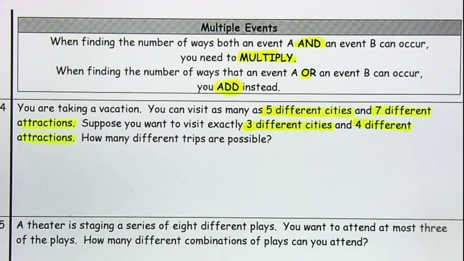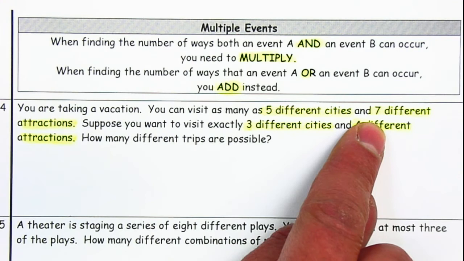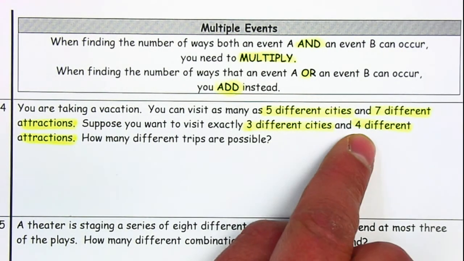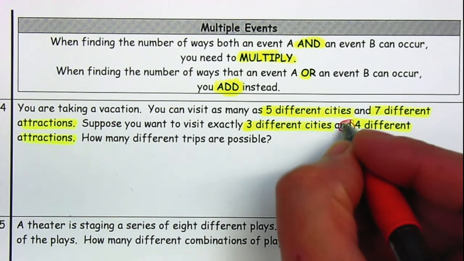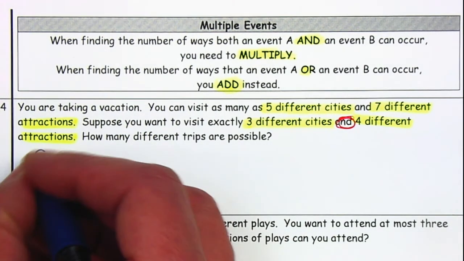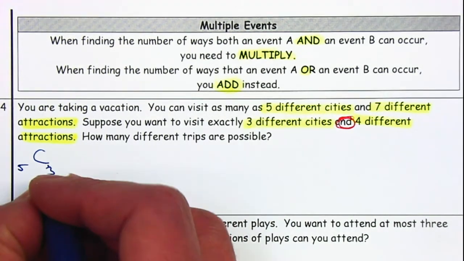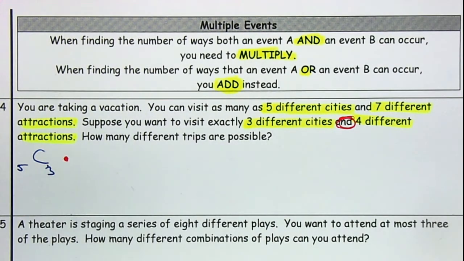It's like if you go into a travel agency and the travel agency goes to 5 different cities and 7 different attractions, and you buy a packet that will allow you to visit 3 cities and 4 attractions. How many different ways can you select your trip? The keyword is and. Now, how many different trips are possible for the cities? How many are available? 5. How many are we selecting? 3. It's an and, so we're going to multiply it out.